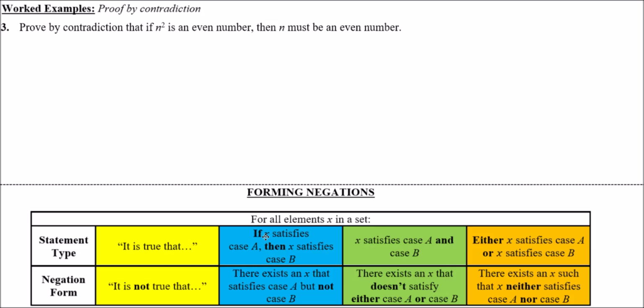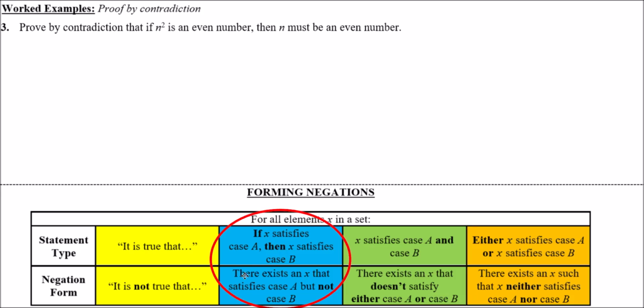So if x is any integer essentially, then if it satisfies case A, where case A is that itself squared is even, then it satisfies case B, where itself is even. So case B is itself being even, case A is itself squared being even. So therefore, we're looking at this one here.